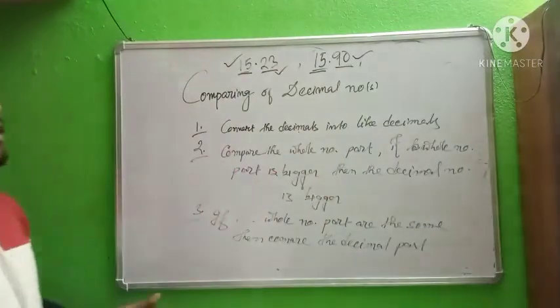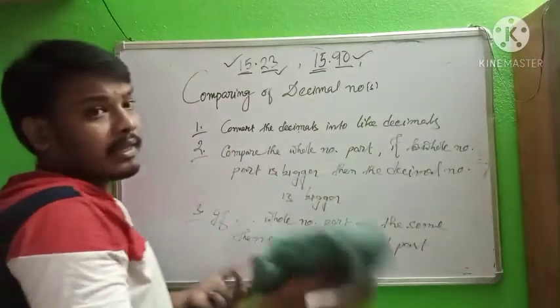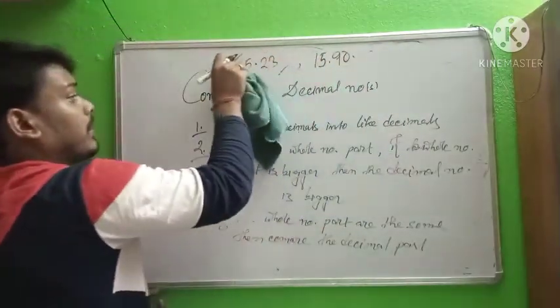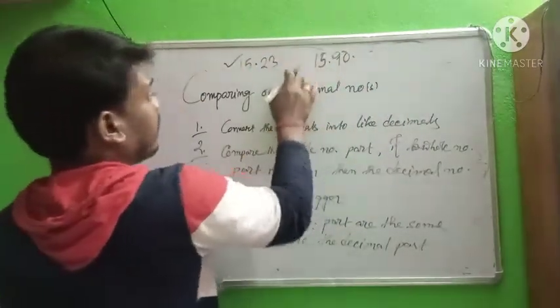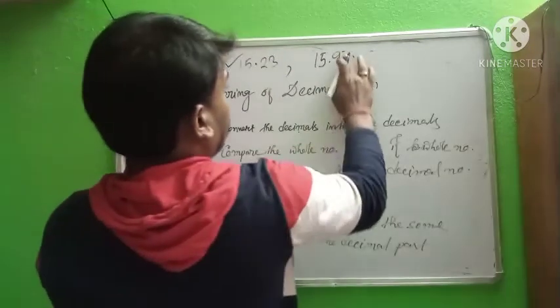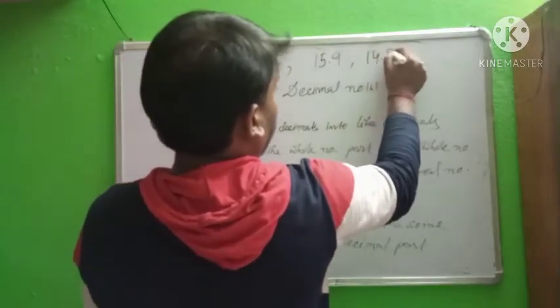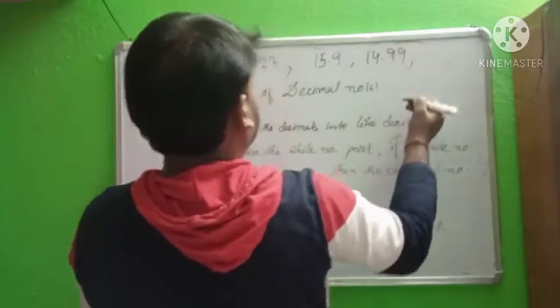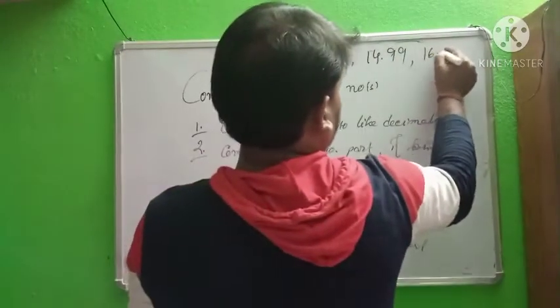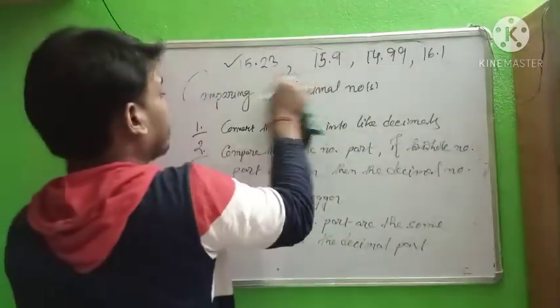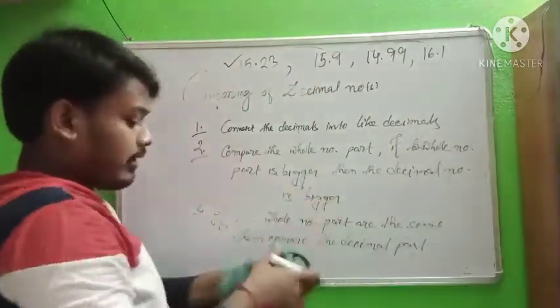Okay. You can check ascending or descending order. For example: 15.9, 14.99, 16.1. If the question is to arrange the values in descending order, then what is the answer?